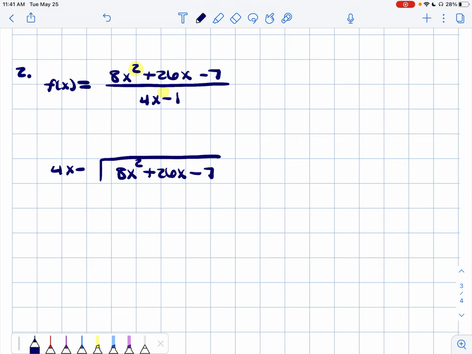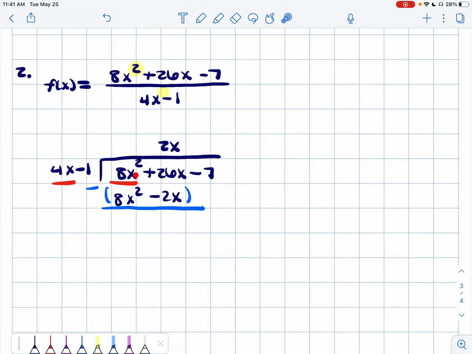All right, so we're going to go ahead and divide 8x squared plus 26x minus 7 by 4x minus 1. All right, focus on the first term of the dividend and the divisor. And we'll ask ourselves, what do we need to multiply a 4x by to get 8x squared? Of course, the answer is 2x, so that goes in our quotient. So then multiply 2x by the entire divisor. That would give us 8x squared minus 2x, and then we subtract.